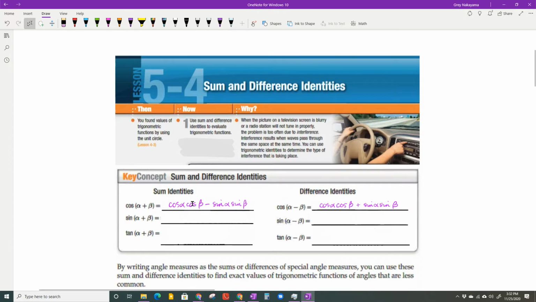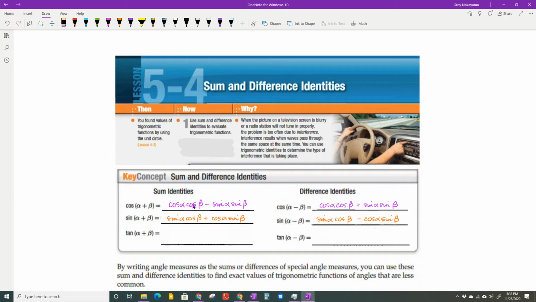And then when you get to the sine function right below it, sine of alpha plus beta, the trig functions are different. So it's sine alpha cosine beta. Alpha and beta always go in order. And then cosine alpha sine beta. So when the trig functions are different, sine and cosine, then the sign between stays the same. So sine of alpha plus beta is plus. Sine of alpha minus beta is minus.